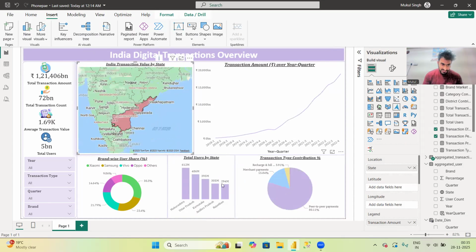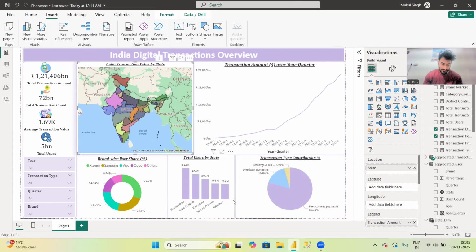What drives these transactions? Now let's look at the transaction type contribution percentage. The data shows that India is overwhelmingly a P2P market, with 80% of total transactions being personal transfers. Peer-to-peer payments, you can see, is 80%. And financial transactions are so low, it's not even 0 point something percentage.